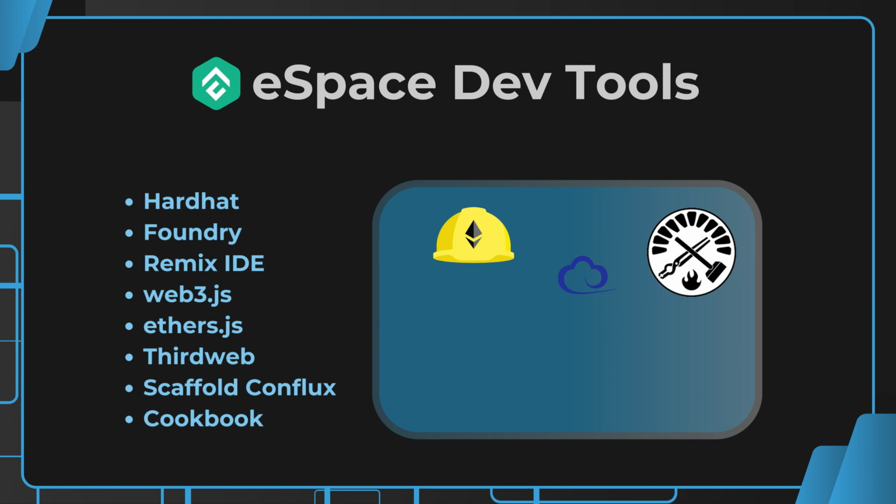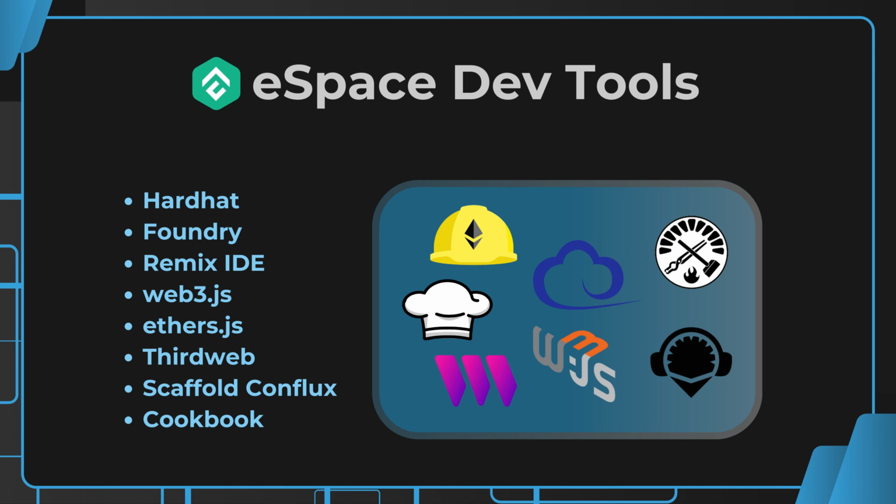Conflux eSpace has the advantage of being able to leverage all the standard tools that any Ethereum developer knows. You have Hardhat and Foundry. These tools were built for Ethereum development, but they support any other EVM-compatible network such as Conflux eSpace.